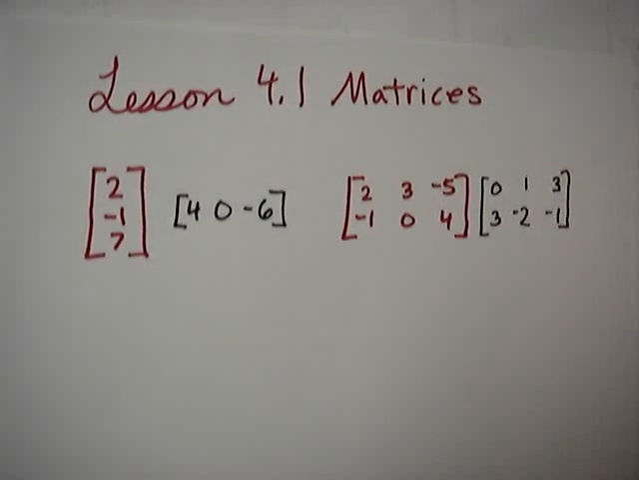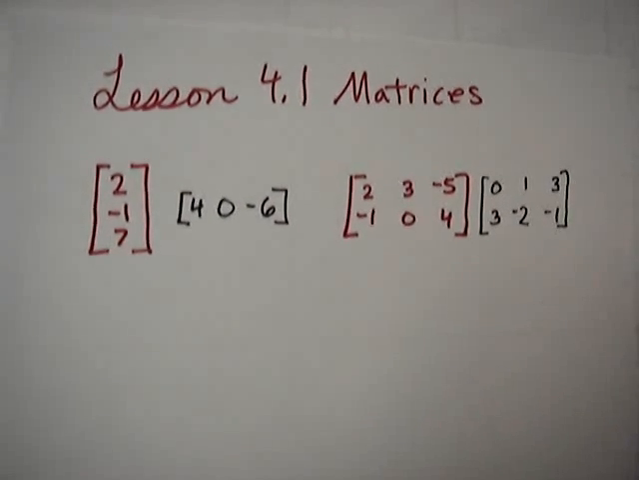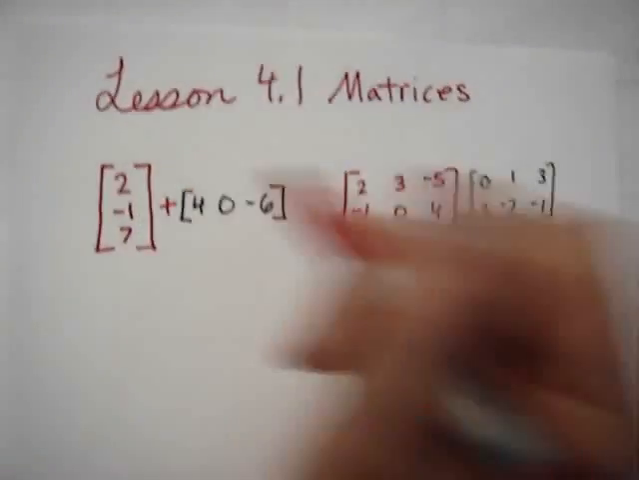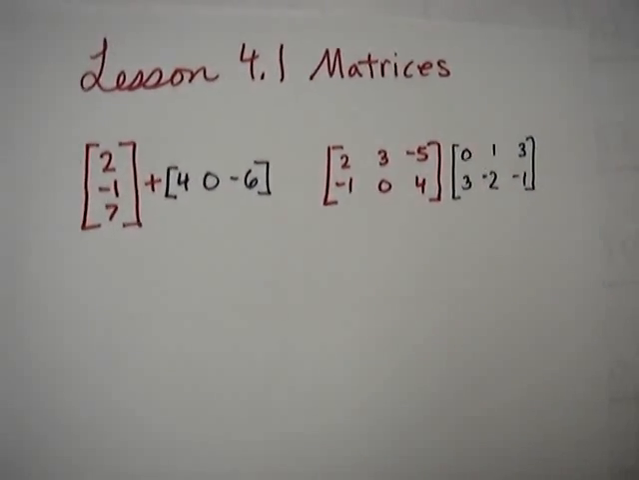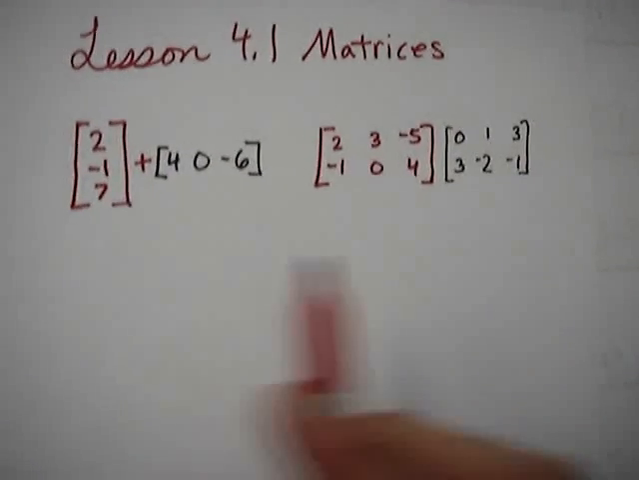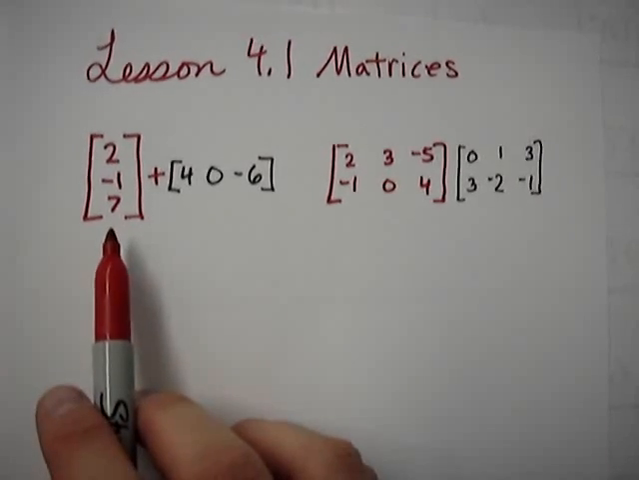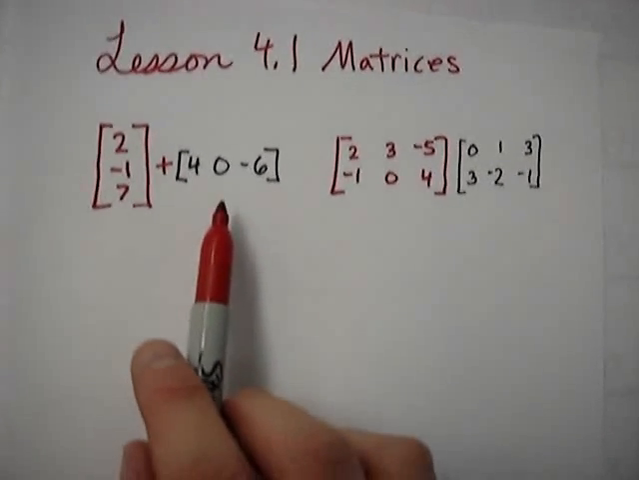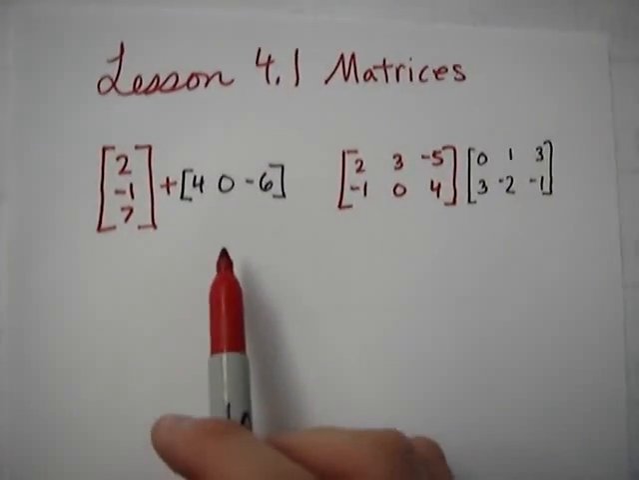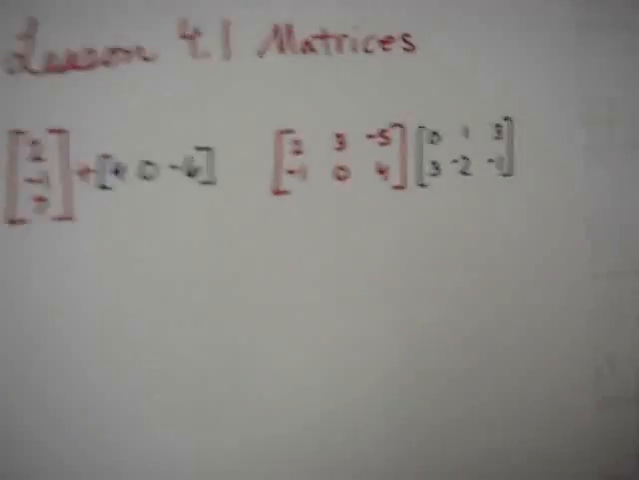Alright, let's determine if it is possible to add and subtract these matrices. So we're going to go ahead and try to add the first one. To add or subtract matrices, they must have the same dimensions. Since this one here is a 3 by 1 matrix, and this one here is a 1 by 3 matrix, you cannot add them. They have to have the same dimensions. These do not.